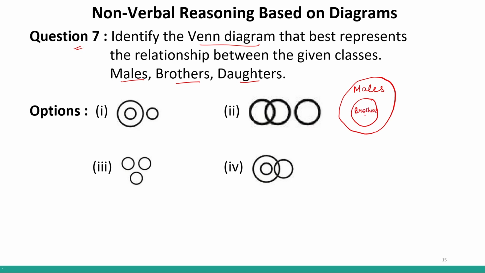Correct? Not everyone has a sister, so some males will be brother. And daughter is a separate category. Can daughter overlap with brothers and males? No, daughters are females. They cannot overlap with males or brothers.